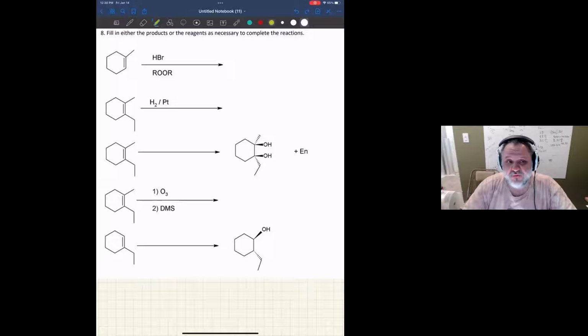So let's get started. The first one is the addition of HBr. In the regular addition of HBr, we would be adding HBr in a Markovnikov fashion, so the Br would add to the more substituted side. But this is in the presence of peroxide. It's a radical reaction and we haven't seen the mechanism yet. But what we do know is that the Br adds to the least substituted side. It's actually anti-Markovnikov.